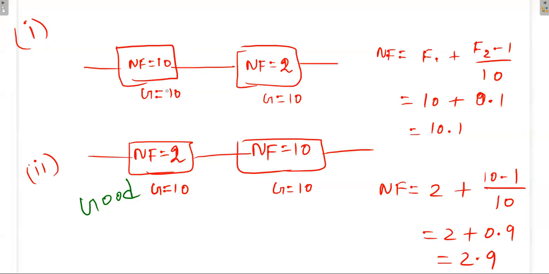But only one condition is if you are allowed to interchange the systems. That means even if you interchange the system, there is no change in the overall operation, we can do that. So whenever you have flexibility, always you should try to put the system with the low noise figure in the first stage and the system with the high noise figure at the second stage. That is the important understanding.